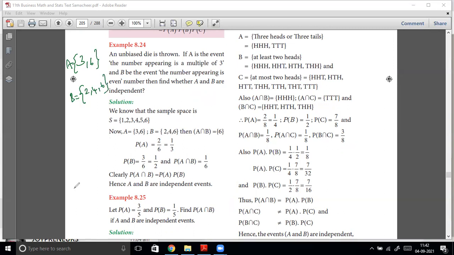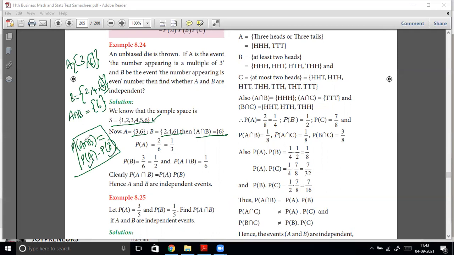Now find whether A and B are independent. How to find whether A and B are independent? 6 is occurring in A, 6 is also occurring in B. So A intersection B is not a null set. A intersection B is equal to 6. The sample space is 1, 2, 3, 4, 5, 6; A is 3, 6; B is 2, 4, 6; and A intersection B is 6. Now you have to apply the formula. A and B are independent means P of A intersection B will be equal to P of A into P of B. So we have to find P of A, P of B, P of A intersection B, and check whether the left side is equal to the right side. If they are equal, then the events are independent.